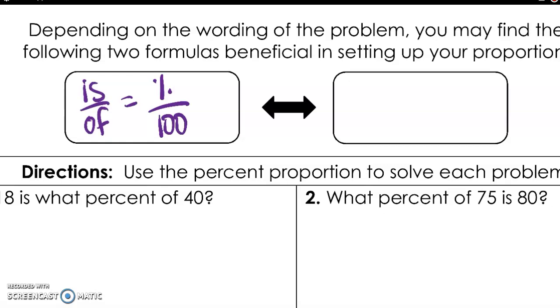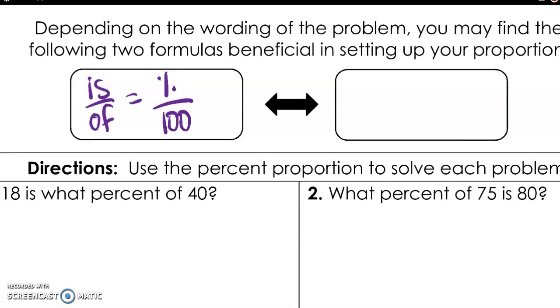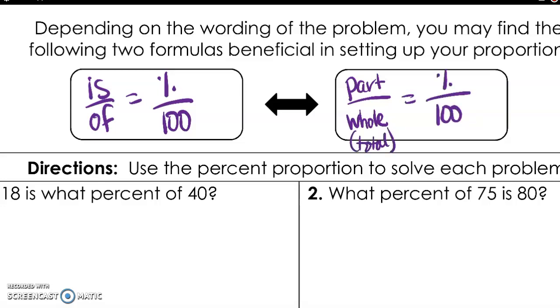When you're doing story problems, it's a little bit more of part over whole, or total, equals percent out of 100. So do you know part of it or do you know the whole thing? That's how you would do that one. Just the regular percent problems, you'll have an is, an of, or a percent. You'll have 2 out of the 3 of those. The 100 will always be there.